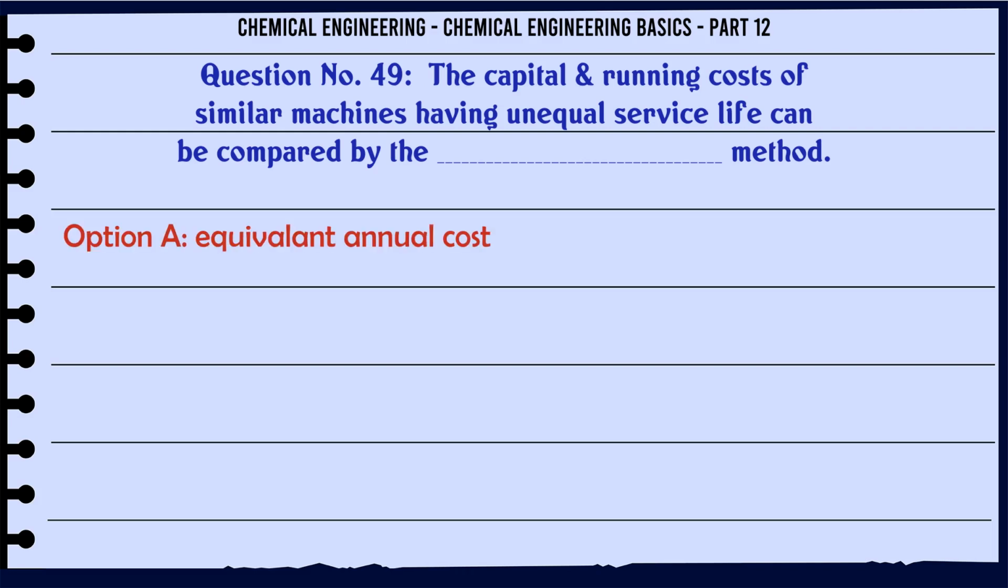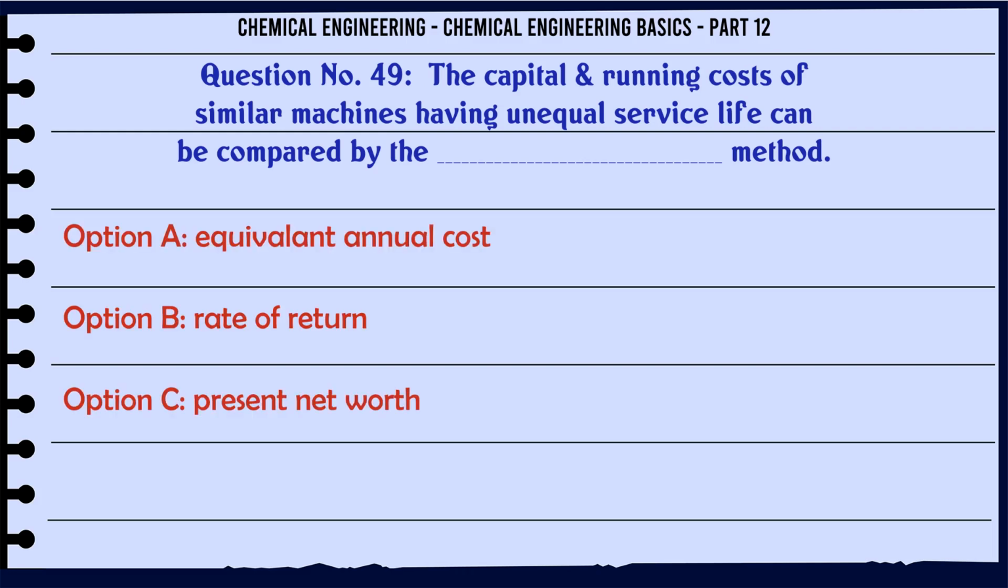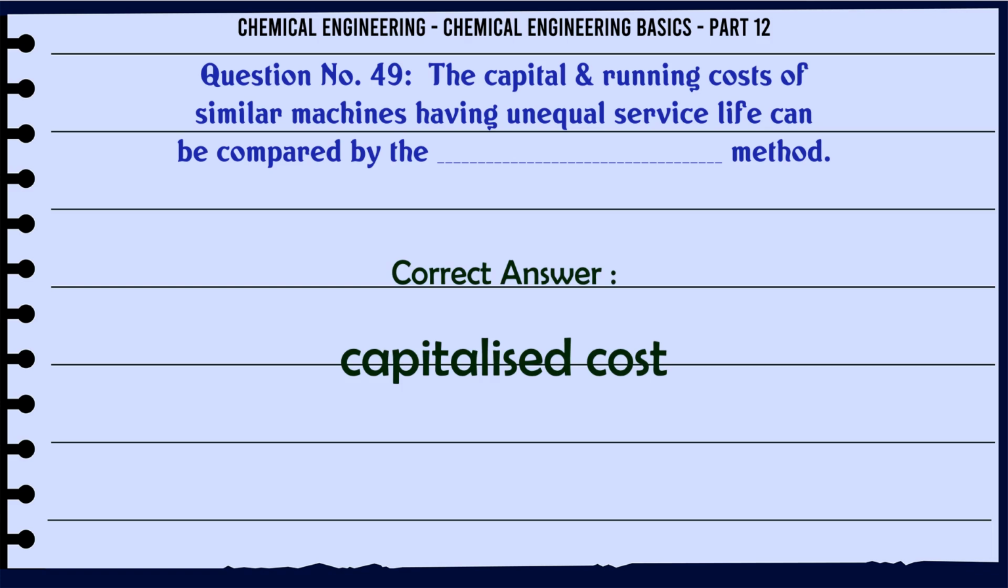The capital running costs of similar machines having unequal service life can be compared by the method A. equivalent annual cost, B. rate of return, C. present net worth, D. capitalized cost. The correct answer is capitalized cost.